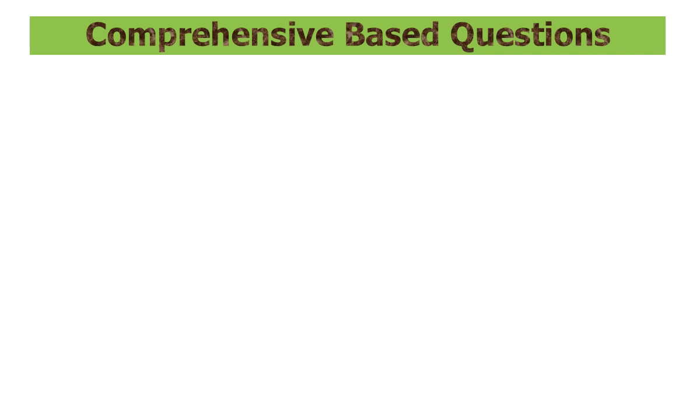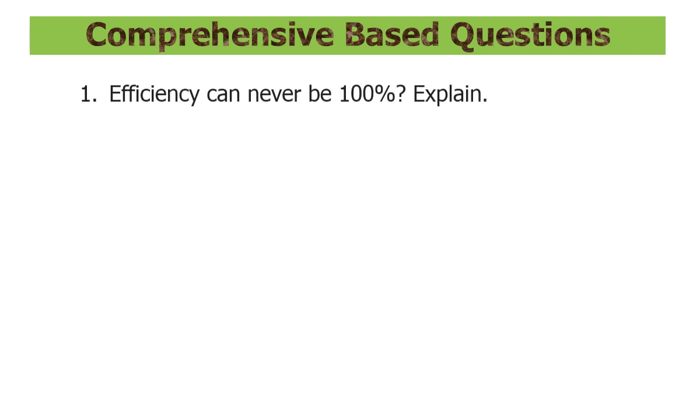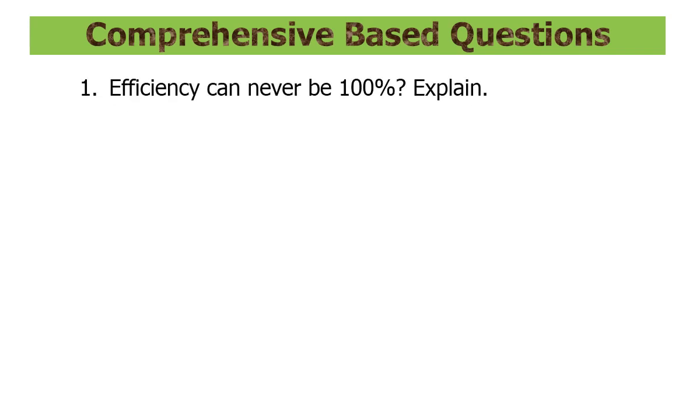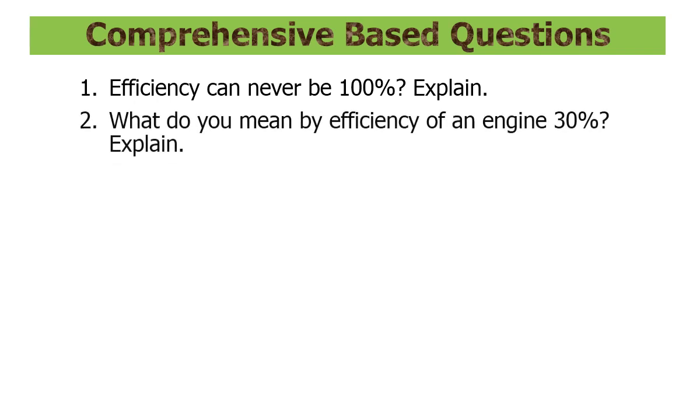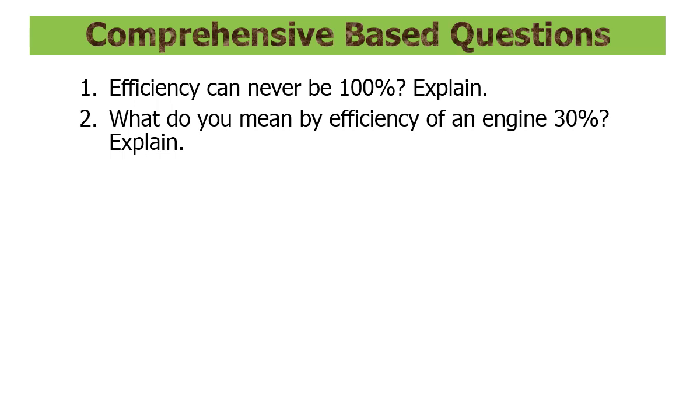Now from our above discussion, some comprehensive-based questions arise. The first is, efficiency can never be 100%. We have already discussed that question. And the second question is, what do you mean by efficiency of an engine 30%? This question was already discussed in our previous topic. What do you mean by HP? Let us talk about it.